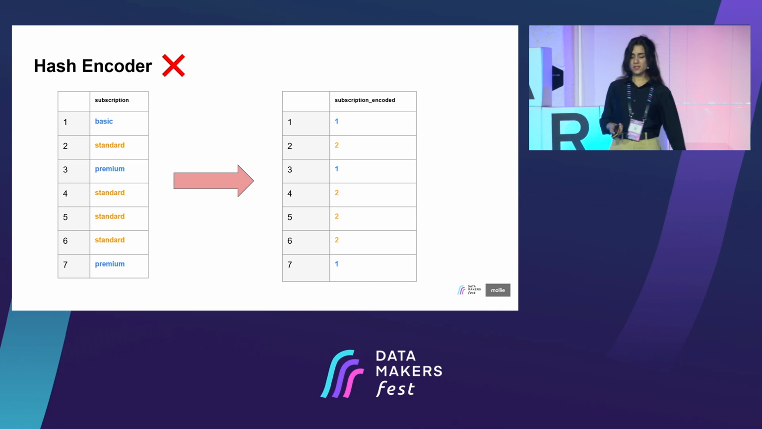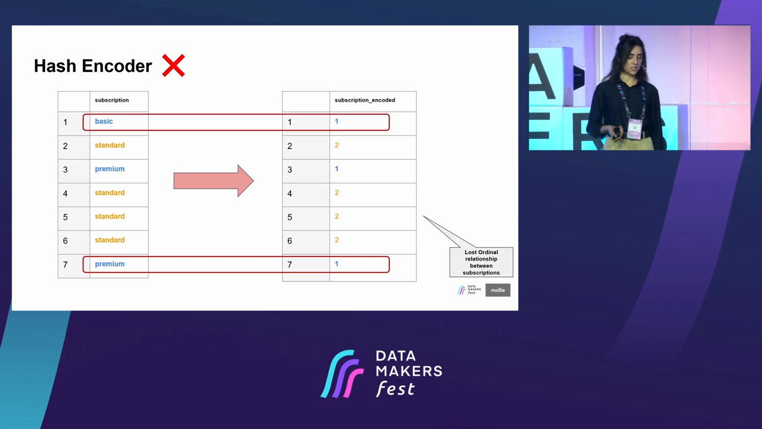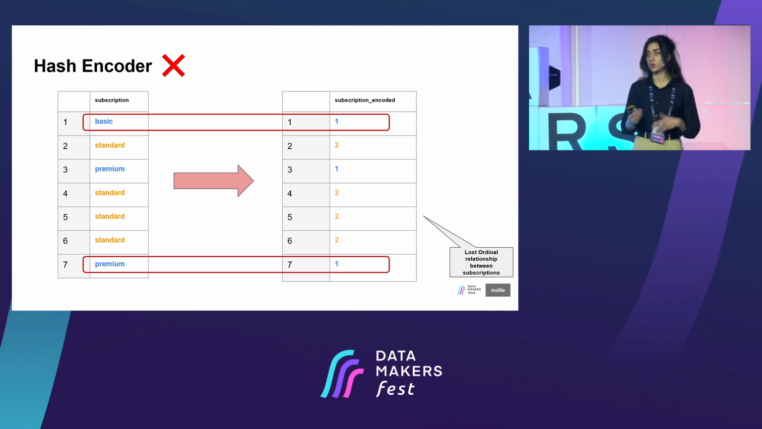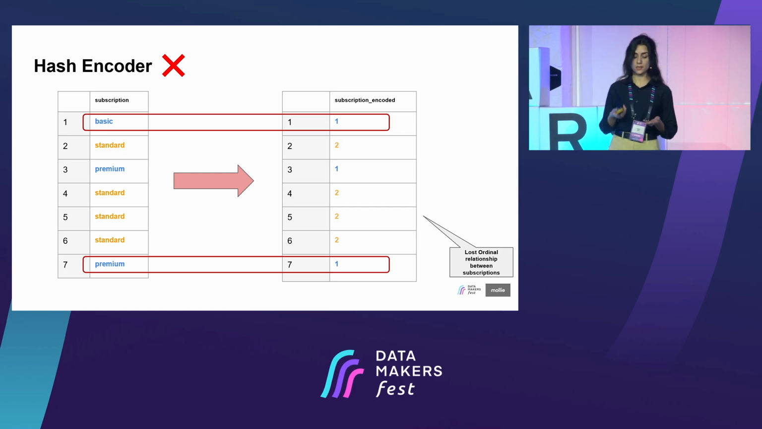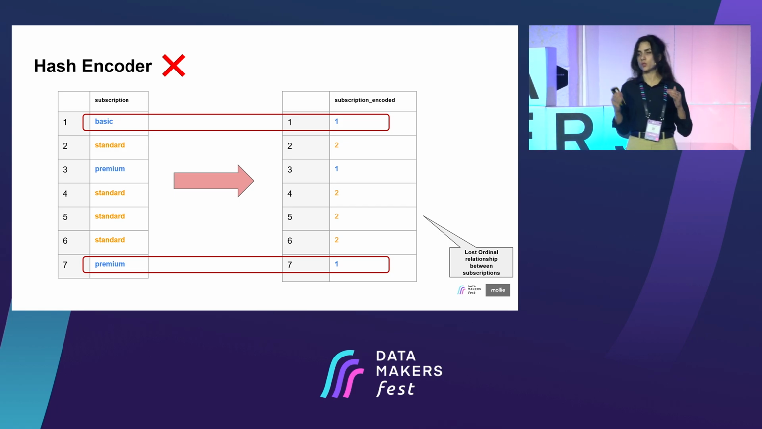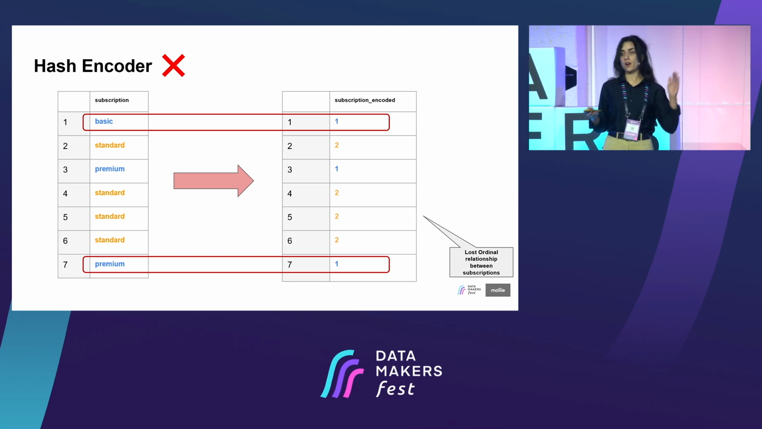Don't use it on ordinal data, because then you introduce a relationship where it doesn't exist. Possibly, for example, here with subscription, if we applied a hash function and by any chance basic and premium were grouped together and standard was separate, then the model won't be able to that easily infer that basic and premium don't make sense to be in the same group because they are far apart on the scale.